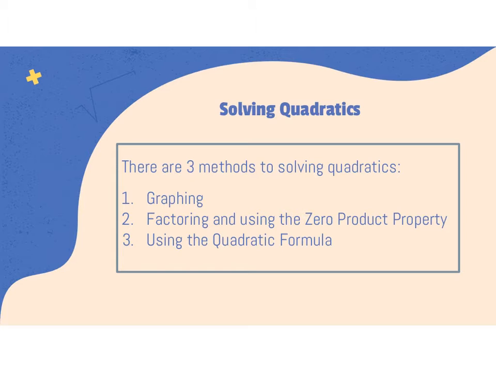So the 3 different methods to solving quadratics are graphing, factoring, and then using the quadratic formula. So far we have talked a lot about factoring and also about using the quadratic formula. There is a way that you can solve the quadratic by graphing it, which we're going to do a little bit more of later. But let's just talk about what the difference is between using some of these methods.